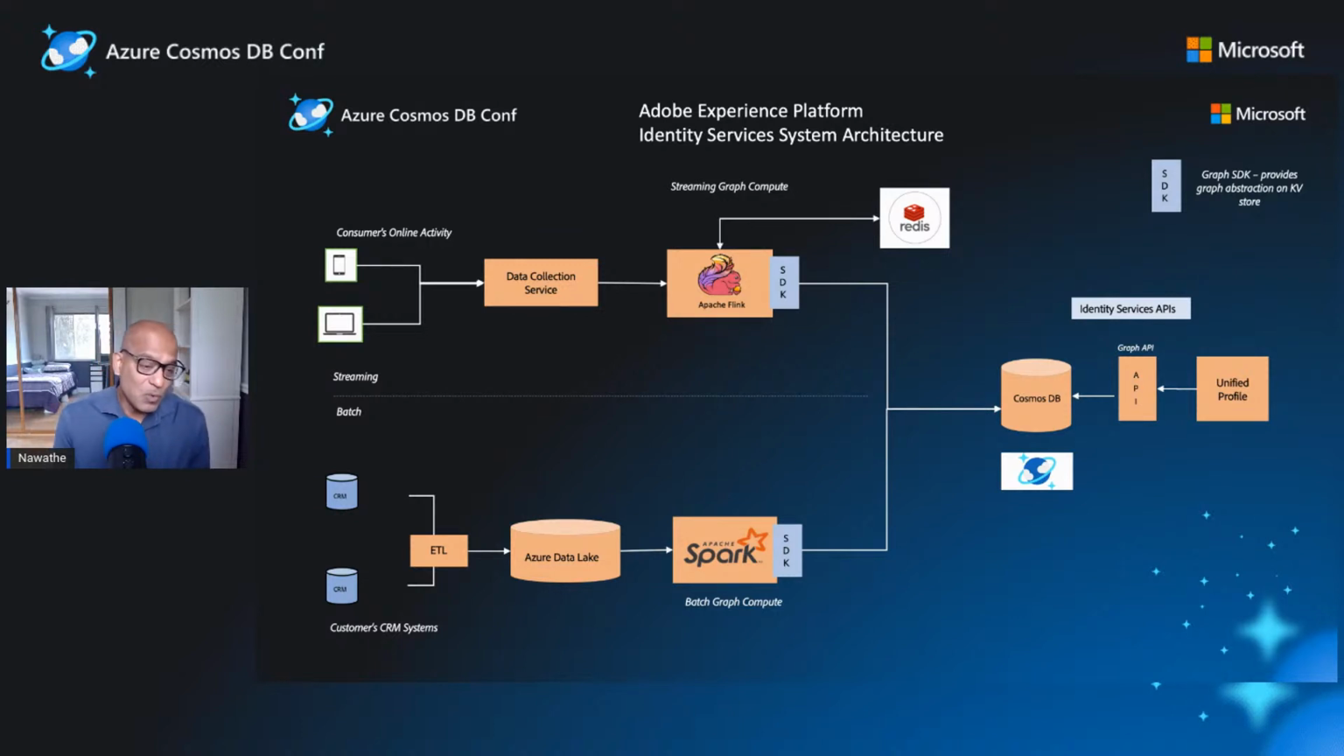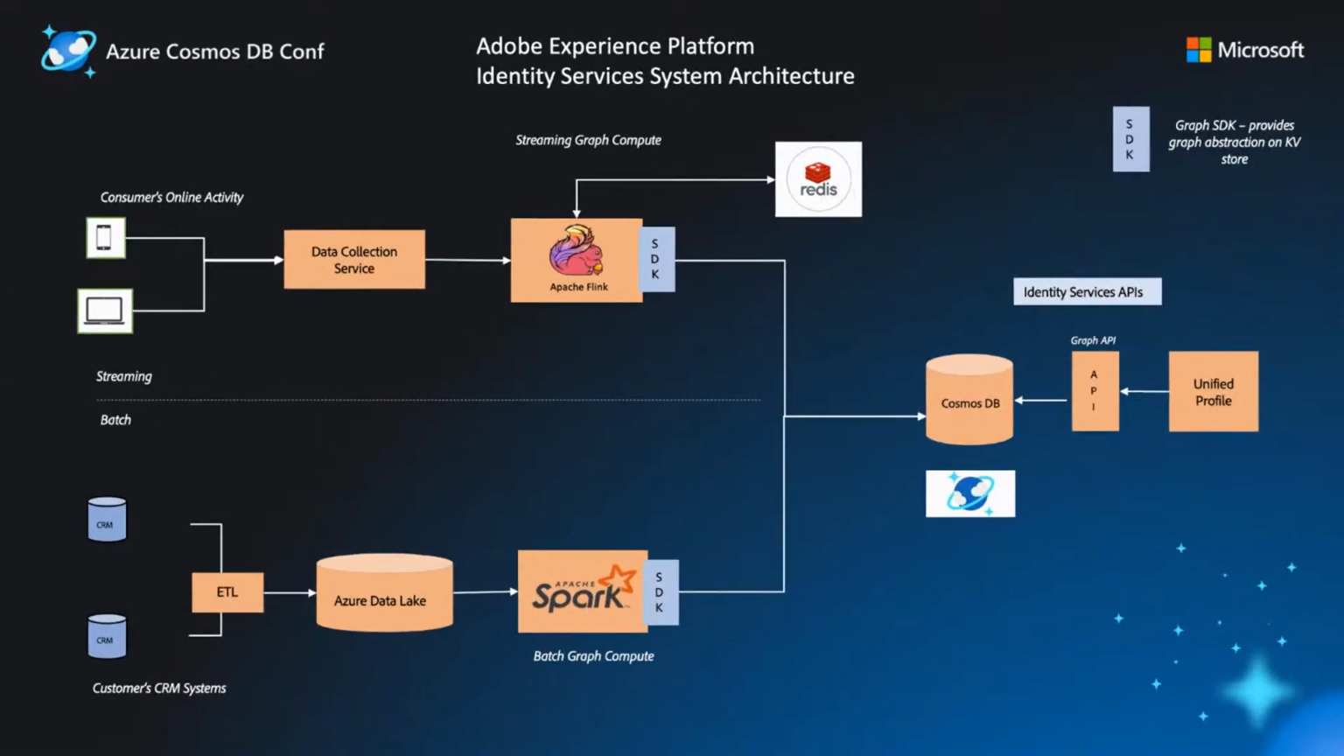Similarly, from the batch side, you have ETL processes running. Incoming data is transformed and laid down into Azure Data Lake. These are essentially Parquet files where we are laying down the data. On top of that, we are running Spark-based graph compute jobs. These graph compute jobs compute as the data arrives, and the results again get put into graph updates in Cosmos DB. So this entire use case starts looking like Cosmos DB being used for graph computation and running the graph API on top of it. And we'll look at the scale at which these systems are running.